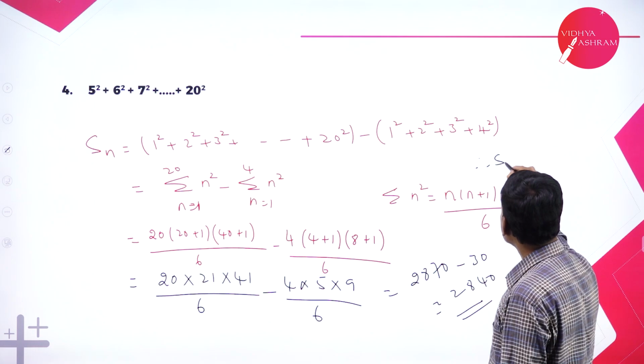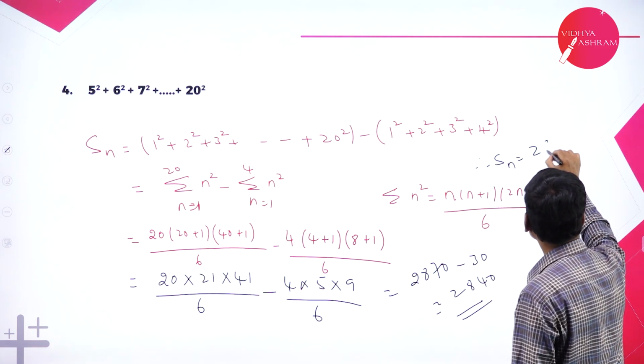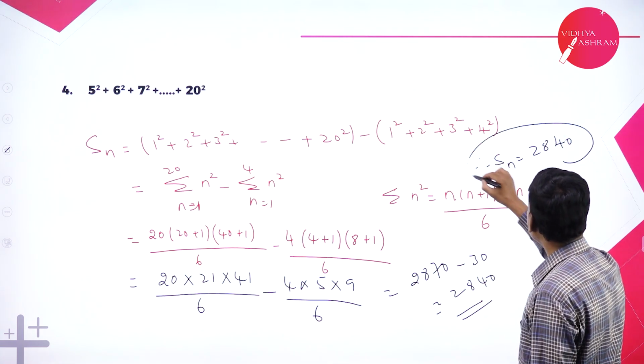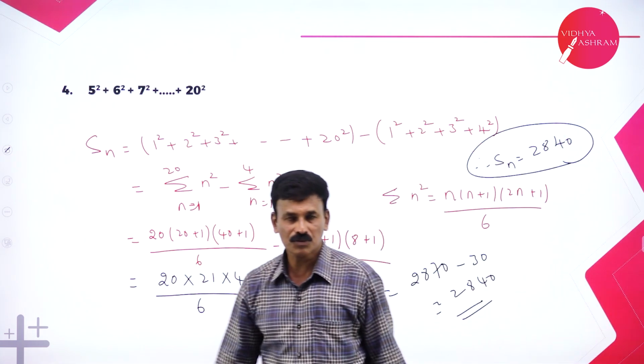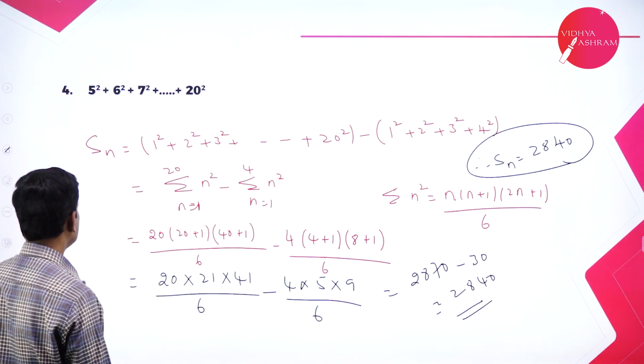So therefore, the sum Sn is equal to 2840, which is the required answer. That's it. Okay. This is how we are going to solve this problem. Now move on to the next problem.